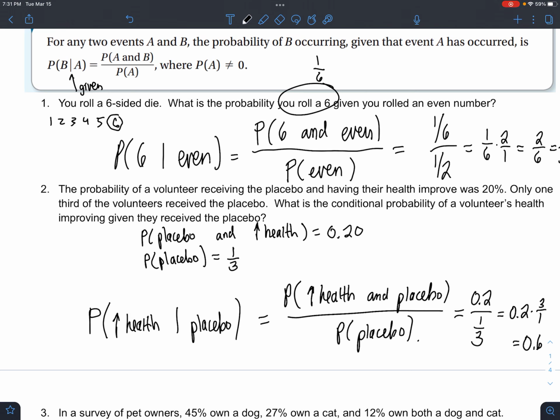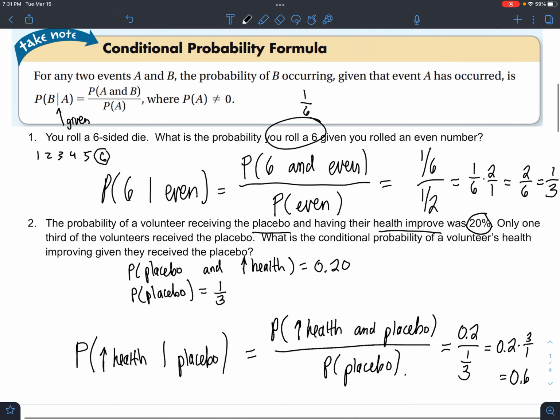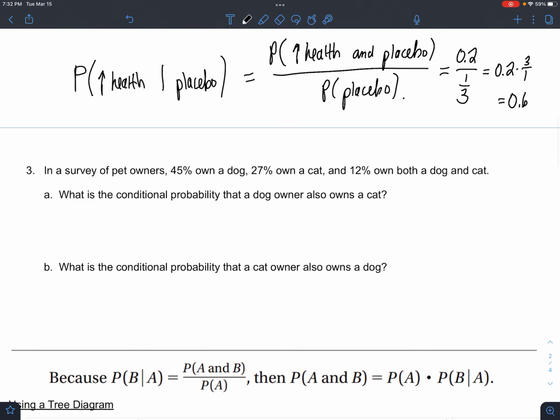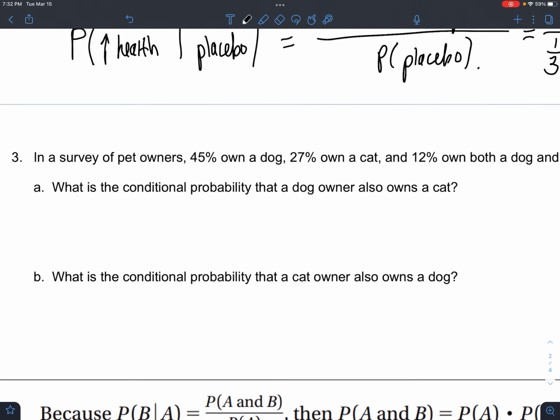Cool. So it was 20% initially of doing placebo and health improvement. But if you got the placebo, you're kind of halfway there. Not exactly half, but if you're looking for two things and you got one of them, given you have one of them, that's going to increase your chances of having the improved health. Okay. So this stuff is a little tricky, but we're going to trust the formula as we reason through this too, because it's a formula thing a little bit.